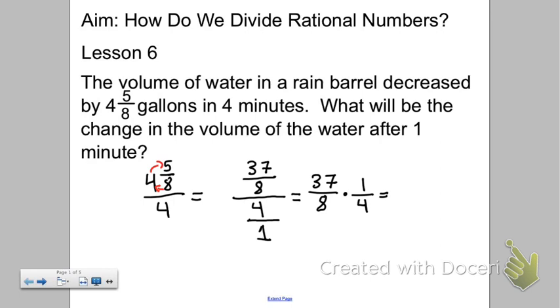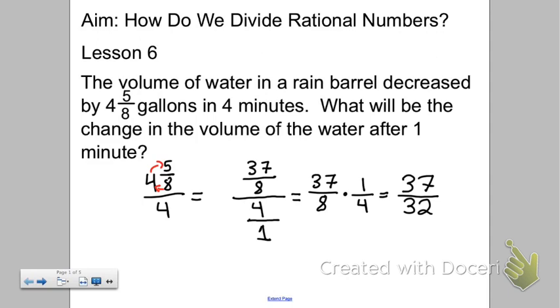Now, this is the same as yesterday's lesson. I am multiplying these rational numbers, these two fractions. I can multiply straight across. 37 times 1 is 37. 8 times 4 is 32.